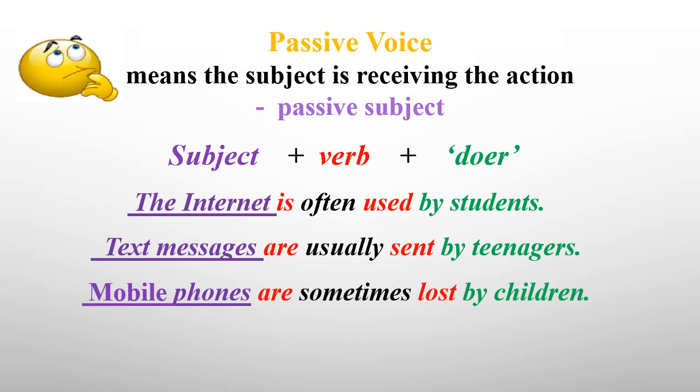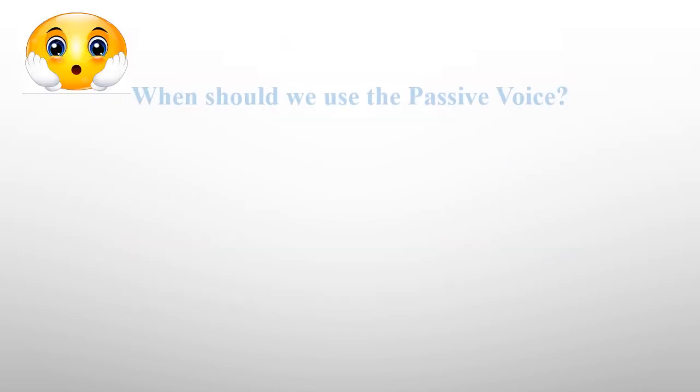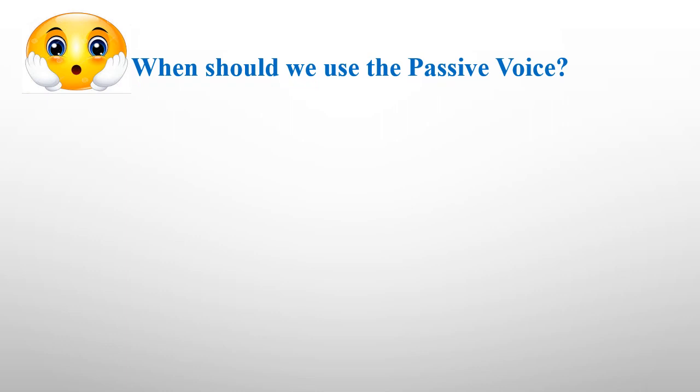The internet is often used by students. Text messages are usually sent by teenagers. Mobile phones are sometimes lost by children. The passive voice is often used by native English speakers. It is a mistake to think that passive voice is only used in formal speech. It is also used informally.